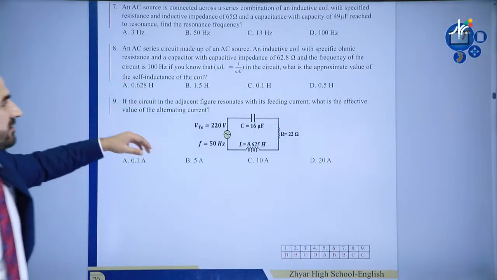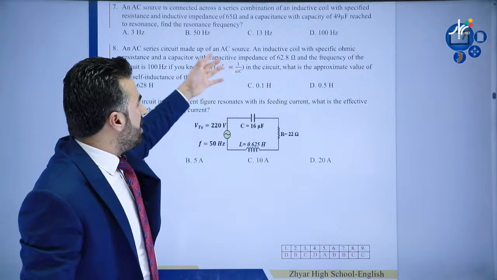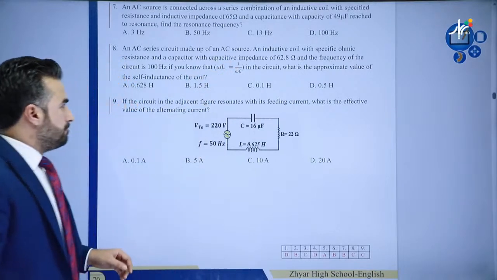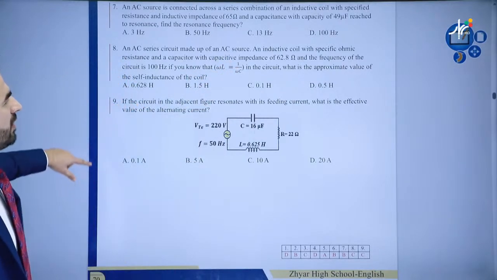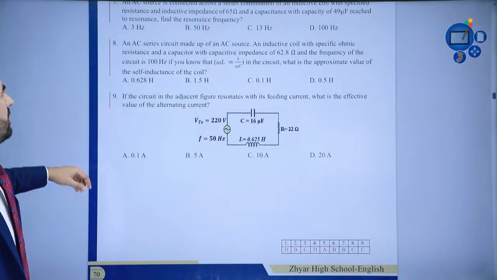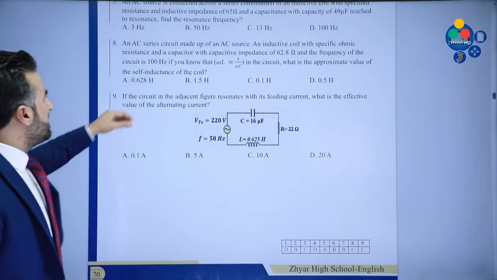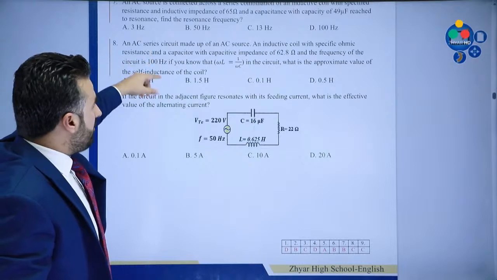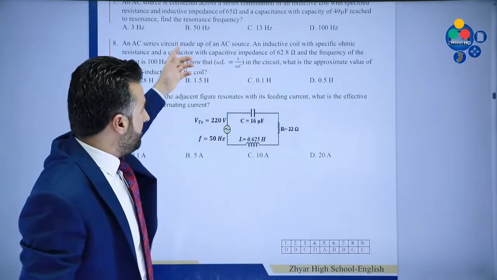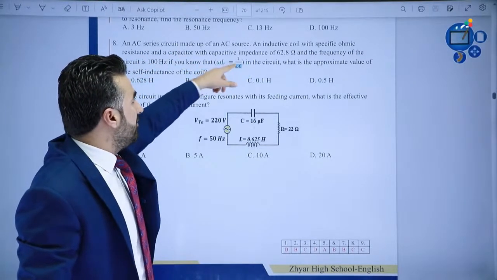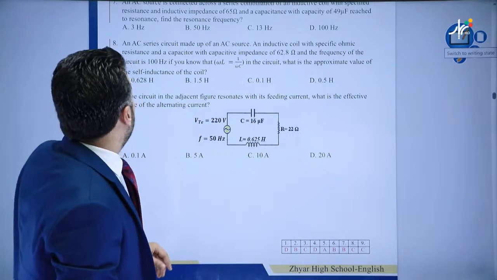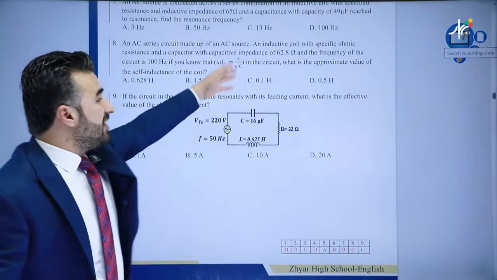So basically, you're trying to find L here. So what is the approximate value for the self-inductance of the coil here? Take a look. What you need is the frequency, correct? If you have the frequency, that means you have 2 pi f. You have the frequency, and you have the capacitive impedance. So you have XC here.